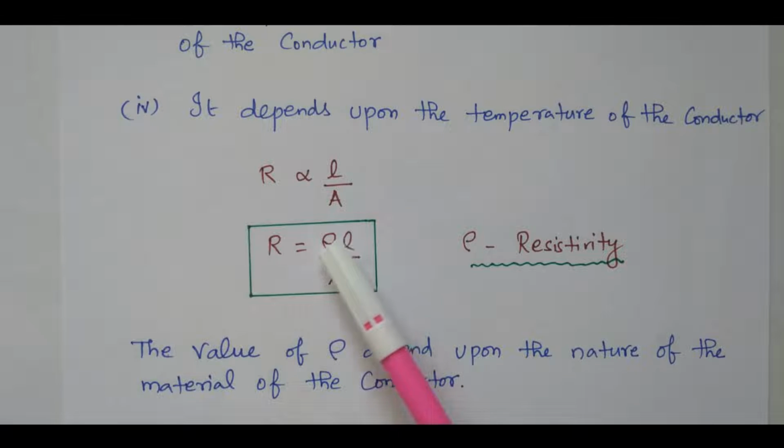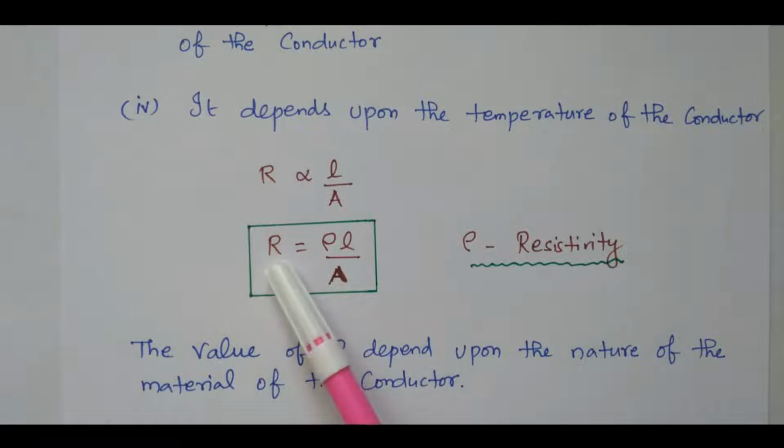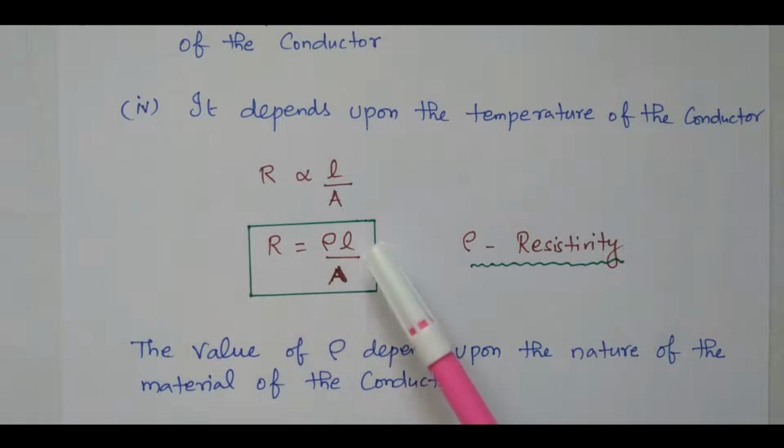So while equating, we introduce one constant called rho. Rho is nothing but resistivity, which depends upon the nature of the material of the conductor. It is given by the manufacturer. One more term is called resistivity, so that R equal to rho L by A. So we can find the resistance based on these three parameters: resistivity, length of the conductor, and area of the conductor. This resistivity depends upon the nature of the material.